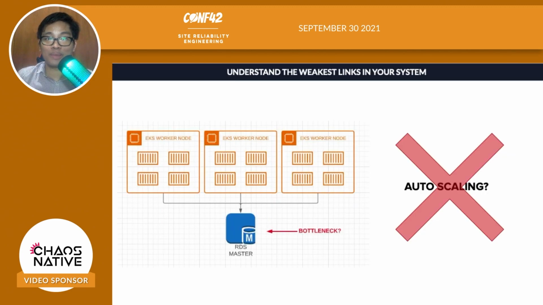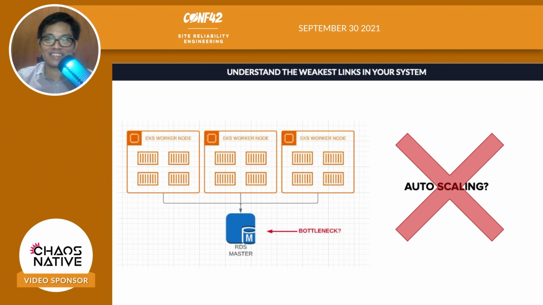Next in our list would be understanding the weakest links in your system. Sometimes when we do not understand the system enough, there's always that tendency, when there's a slowdown, to say, okay, if the system is slowing down, we just need to scale it. We just need to do auto-scaling. However, it doesn't really work like that in real life. Not all issues are due to a lack of, let's say, compute power when it comes to processing the logic code, right?